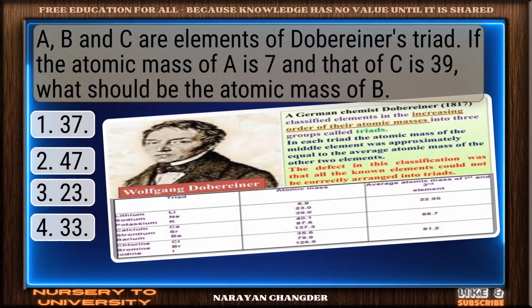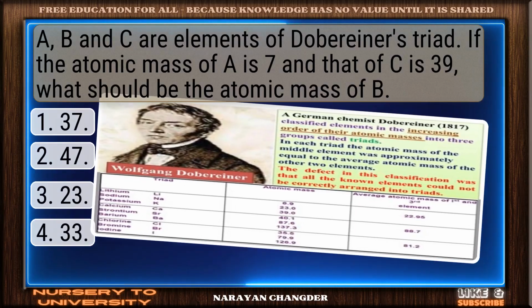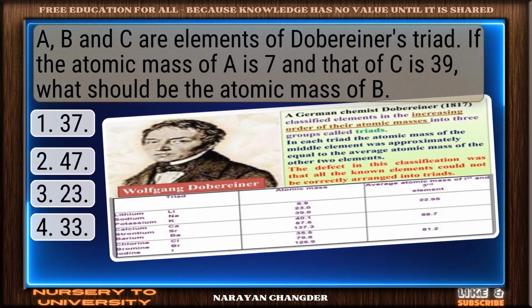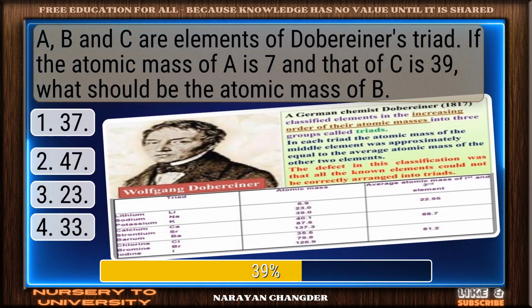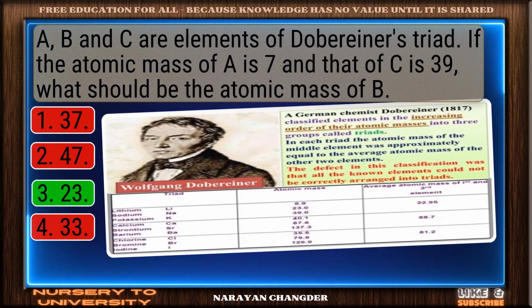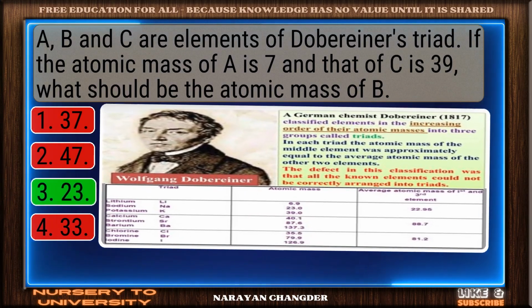A, B, and C are elements of Dobereiner's triad. If the atomic mass of A is 7 and that of C is 39, what should be the atomic mass of B? Correct response. 23 is accurate.